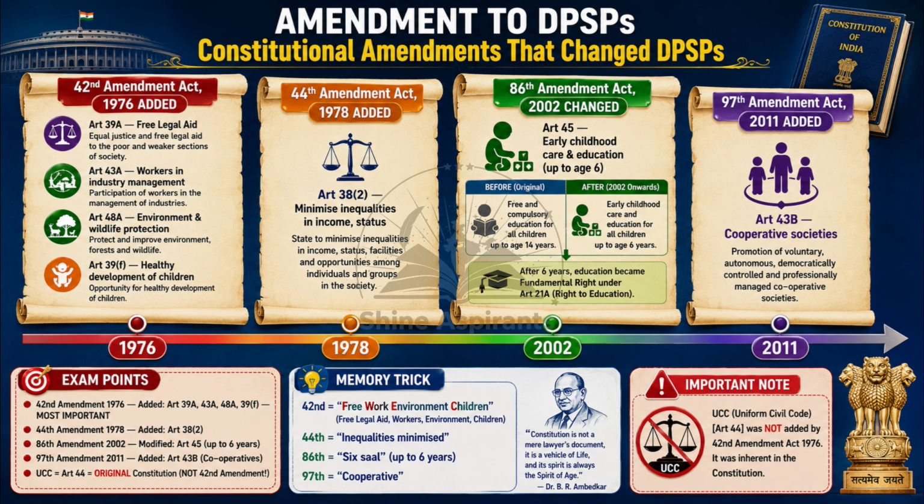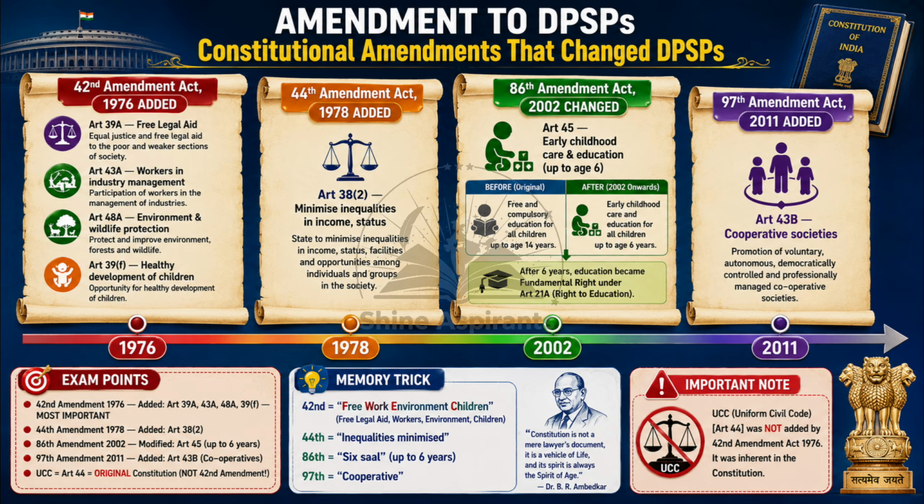And critically from the notes, UCC, Uniform Civil Code, was not added by the 42nd Amendment Act 1976. It was inherent in the Constitution. This is a classic prelims trap. 44th Amendment Act, 1978 added Article 38 to state to minimize inequalities in income, status, facilities, and opportunities.